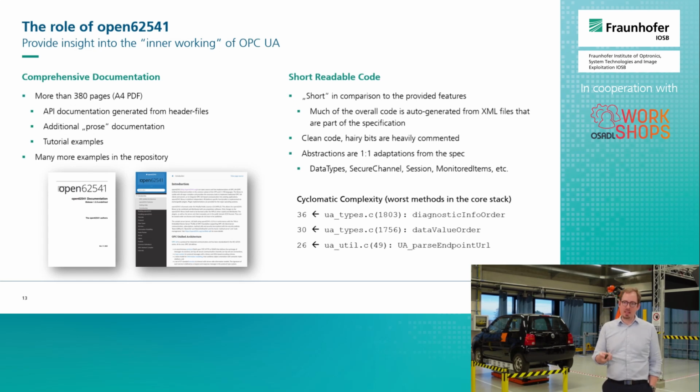And obviously, in order to achieve readable code, it must not only be short, it should also not be obfuscated too much. And so we are measuring, for example, the cyclomatic complexity. And here are some of the worst offenders in the core stack. And so if these are the worst offenders, then I think we are quite okay when it comes to code complexity.